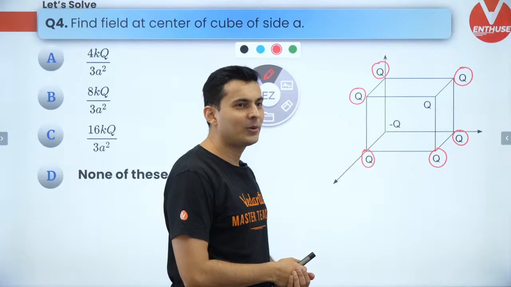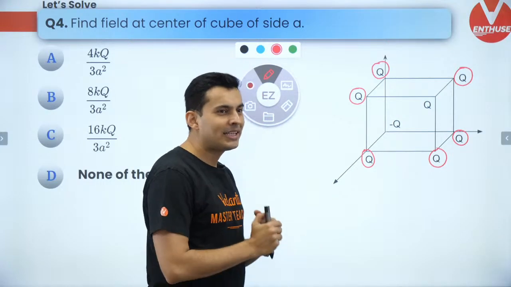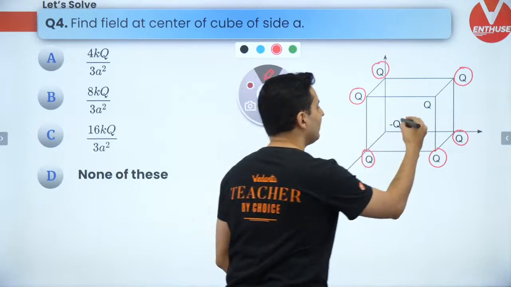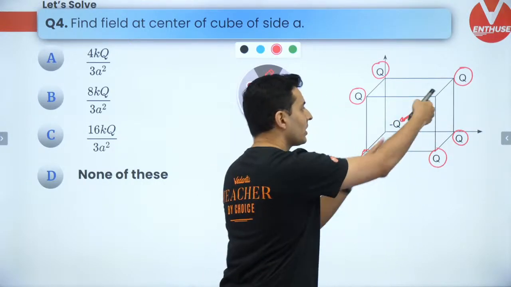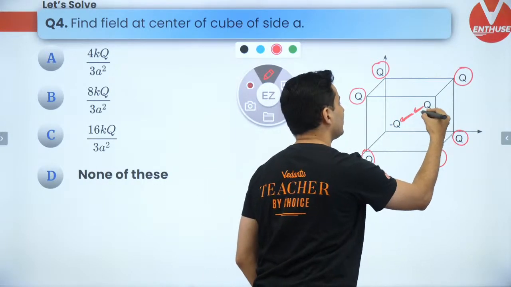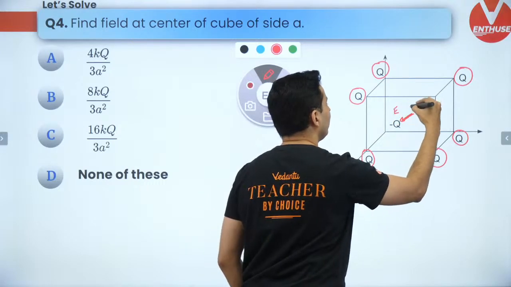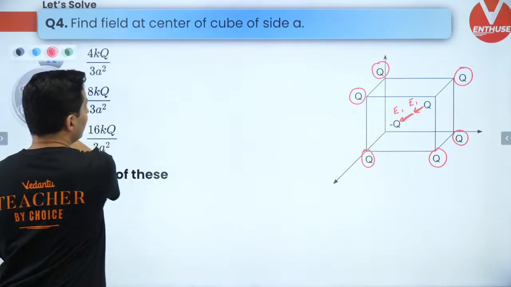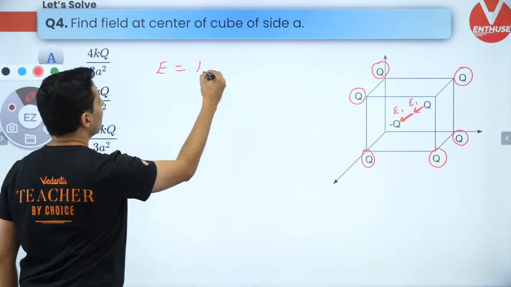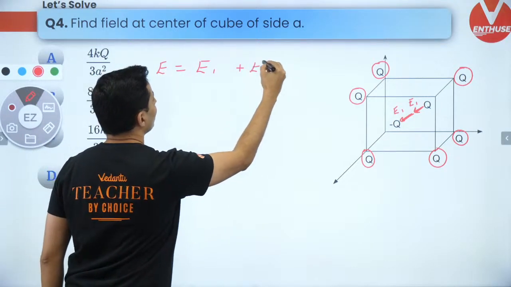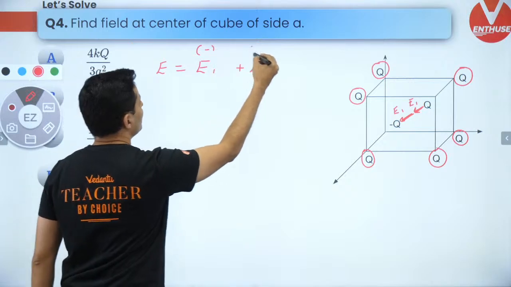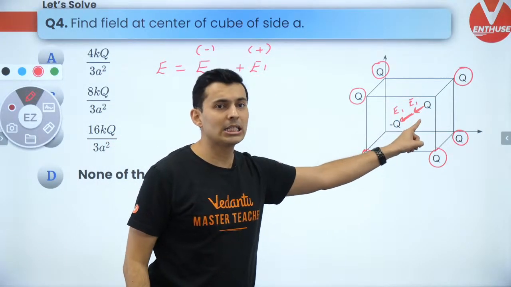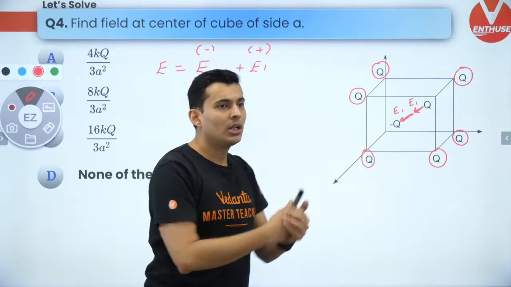So think about it. These are the only two charges. This negative charge will apply a field here. This positive charge will also apply the same field here. So if each one of them applies an equal field, then the total field will be E1 plus E1, because one is because of the negative charge, one is because of the positive charge. I hope this is clear.